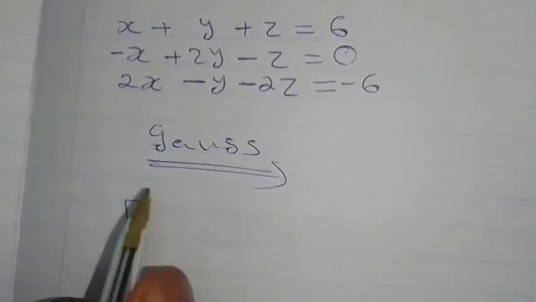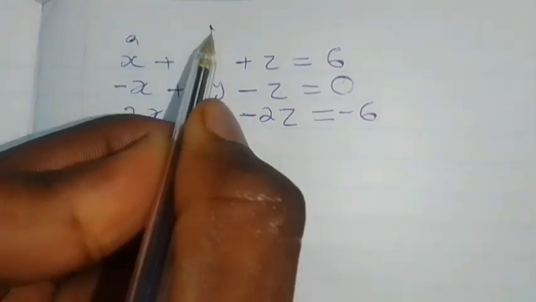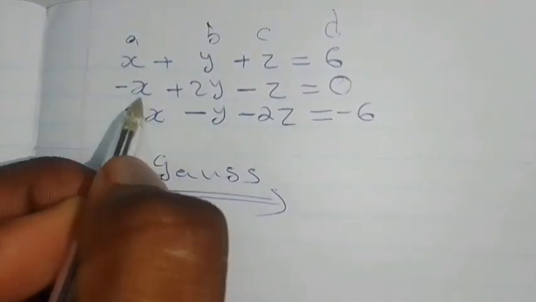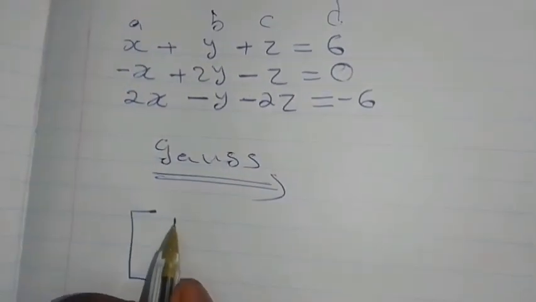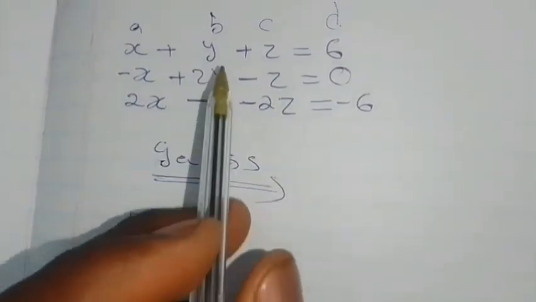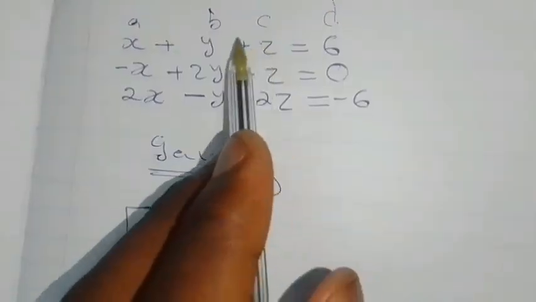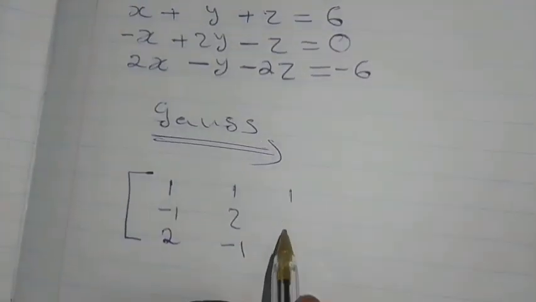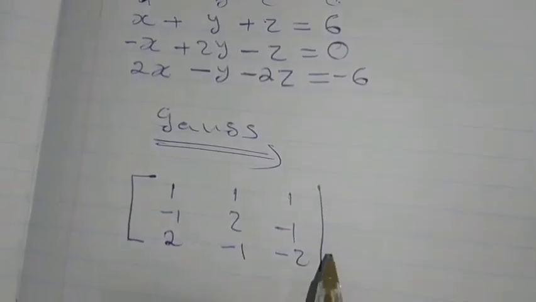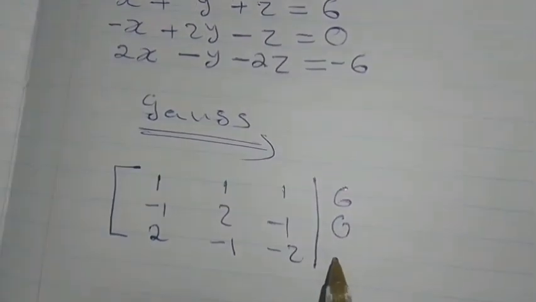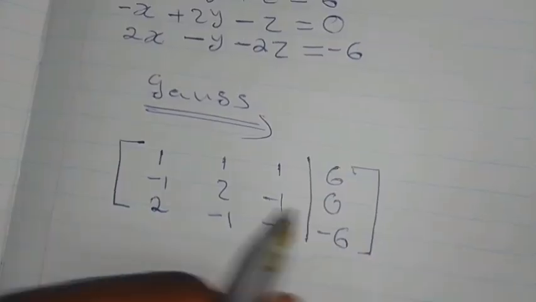What I'm going to do is write the coefficients. Remember, you'll just have to consider the coefficients of this one. So what you have is 1, minus 1, and 2, and the coefficients of the second one, you have 1, 2, and minus 1, and the coefficients of z you have are 1, minus 1, and minus 2. You have an equal sign, then you have 6, 0, and minus 6. So you have something that looks like this.